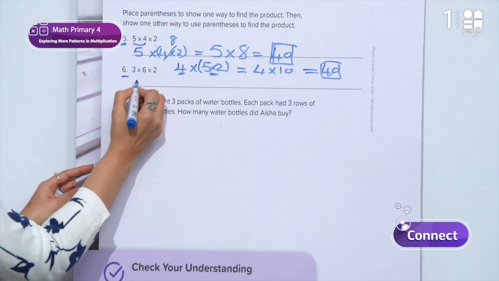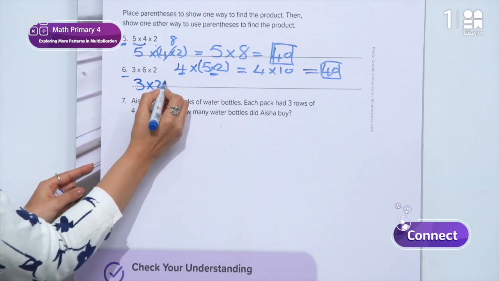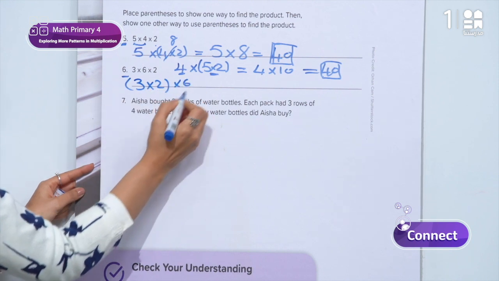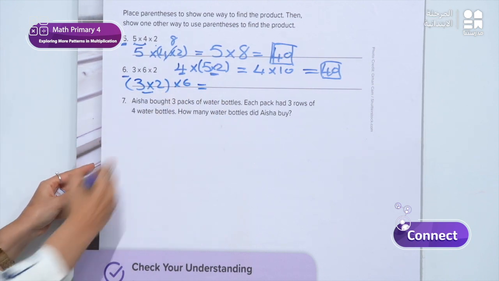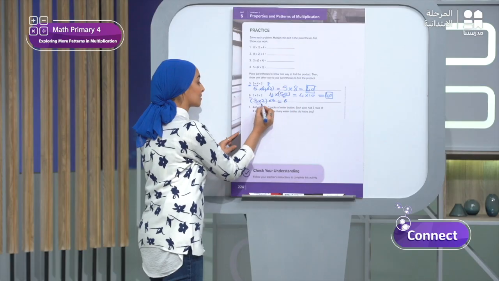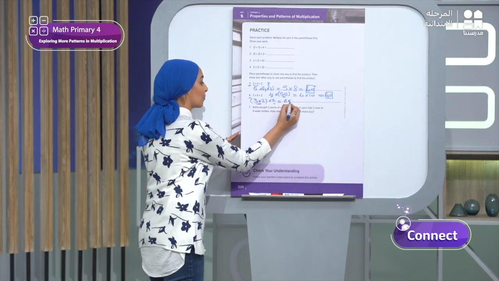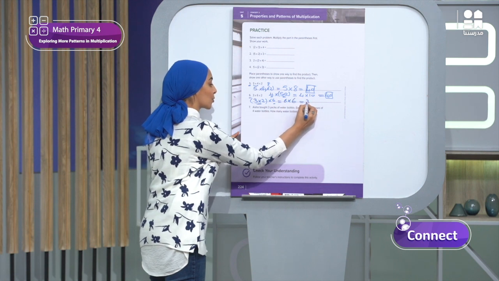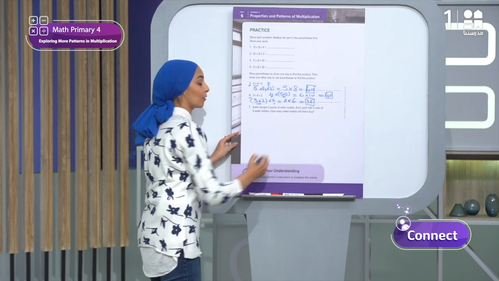طيب here I have 3 times 2 times 6. Here 3 times 2 equals what? Yes, 3 times 2 equals 6. Then I have 6 multiplied by 6 equals 36, and this is my answer.